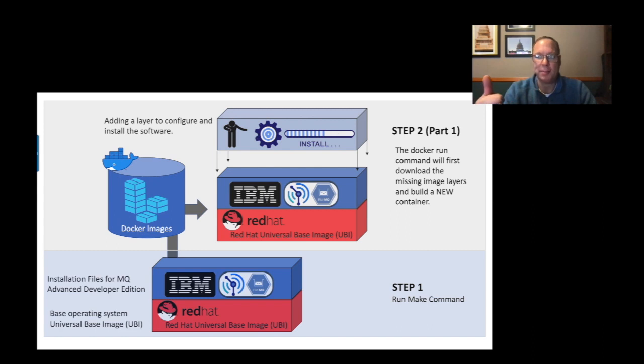Now we're ready for step 2, which has 2 parts because Docker allows us to do a kind of stacked command. When you run a Docker run command, if the image that it is looking for is not in your local repository, it will first download that image, then compile it and run it, okay? So this is the final point, but we need to first run the Docker run command, which is going to pull the missing images.